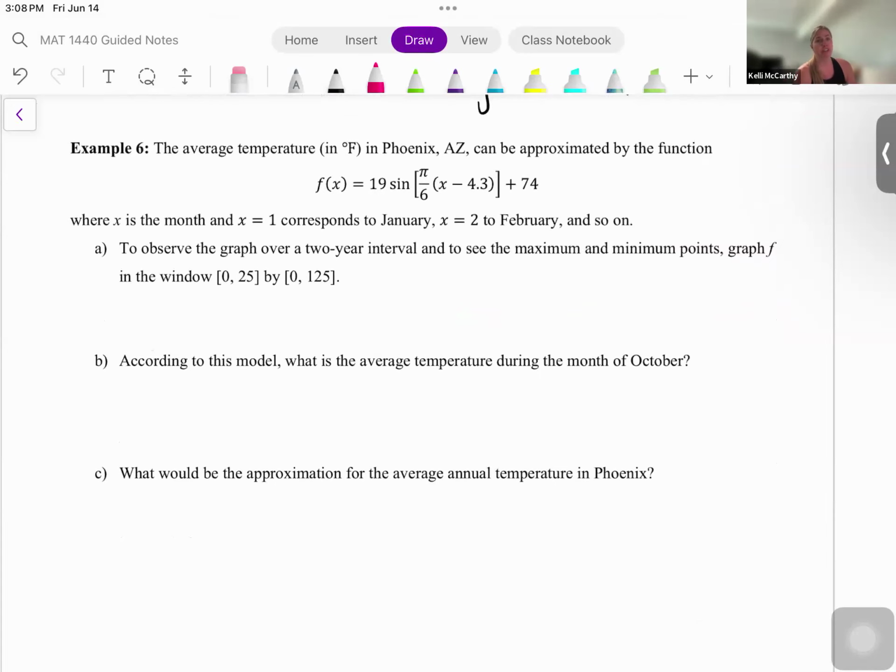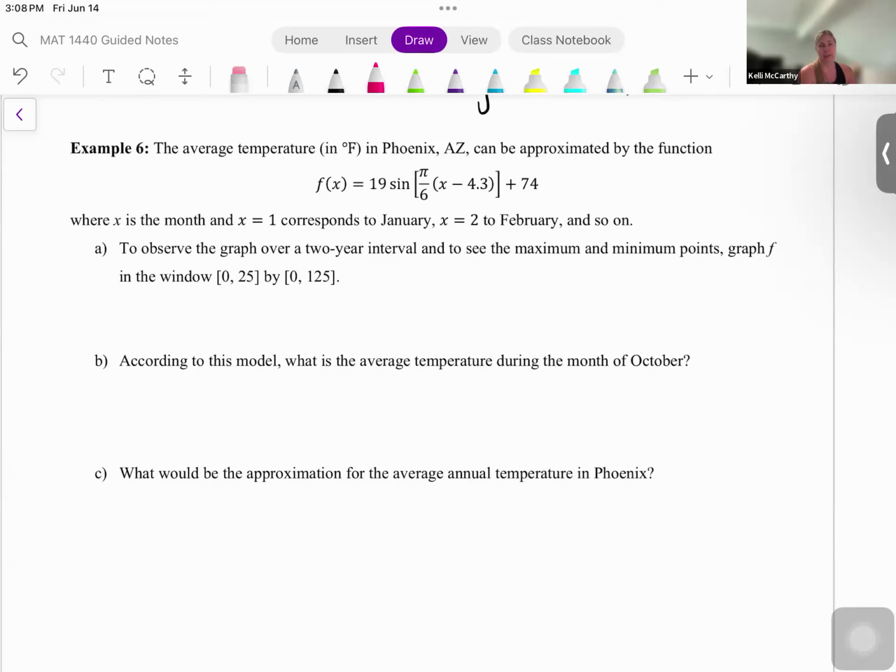The average temperature in Phoenix, Arizona can be approximated by the function f of x equals 19 sine of pi over 6 times x minus 4.3, plus 74, where x is the month and x equals 1 corresponds to January, x equals 2 to February, and so on. To observe the graph over a 2-year interval and see the maximum and minimum points, we're going to graph f on the window from 0 to 25 by 0 to 125.